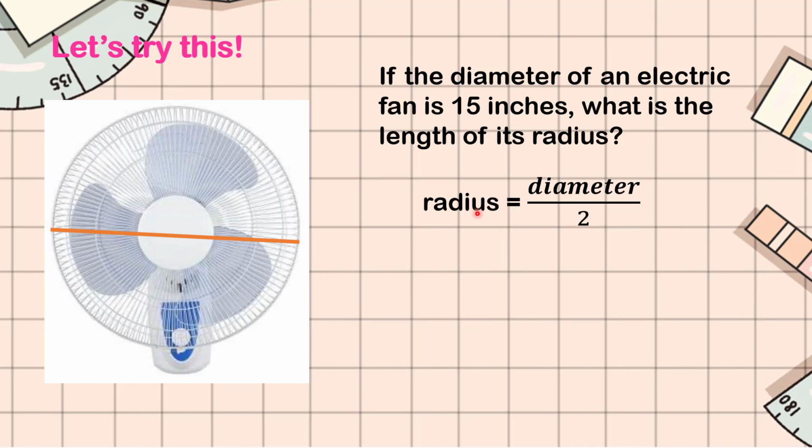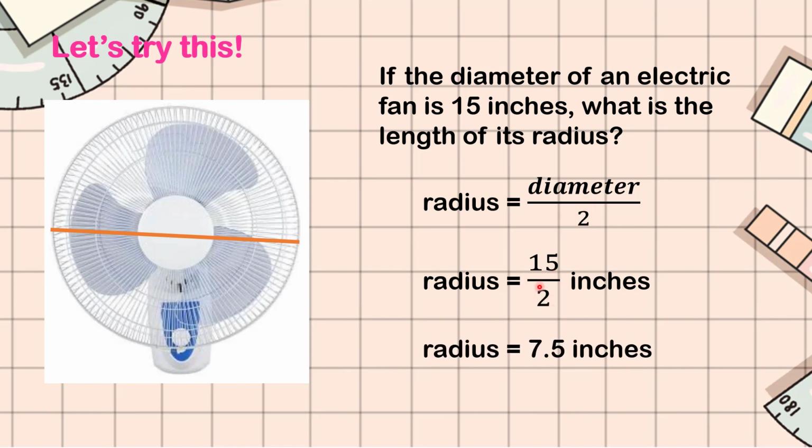In our example, the radius is equal to 15 over 2 inches. 15 here is the given measurement of the diameter, which is 15 inches. Divided by 2 comes from the formula. So the measurement of this radius is equal to 7.5 inches because 15 divided by 2 is 7.5.